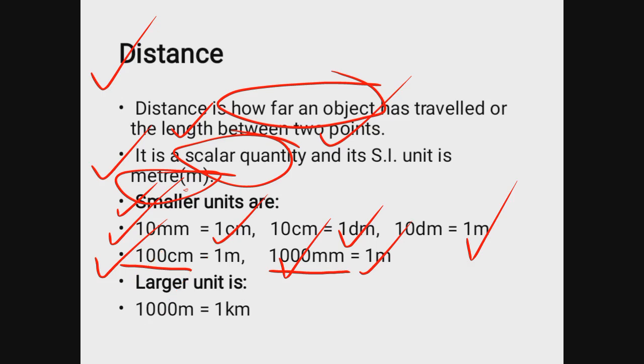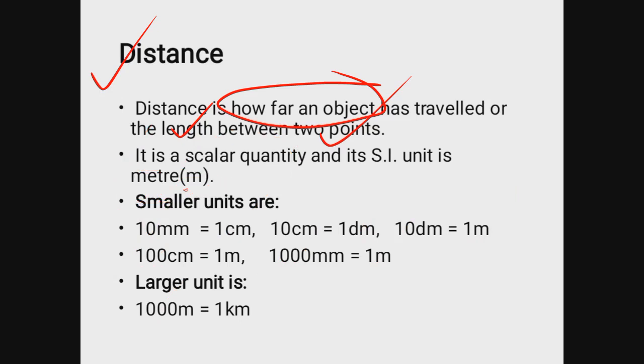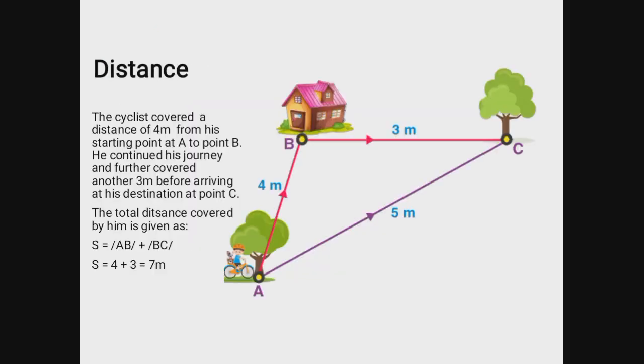And before we move away from this slide, we should remember that we have defined distance as how far an object has traveled, or the length between 2 points. Additionally, we have established that distance is a scalar quantity, and the SI unit is meter. We have smaller units of meter, which are the milli, the centi, and the deci. And we also have the larger unit of meter, which is the kilometer. So on to the next slide now.